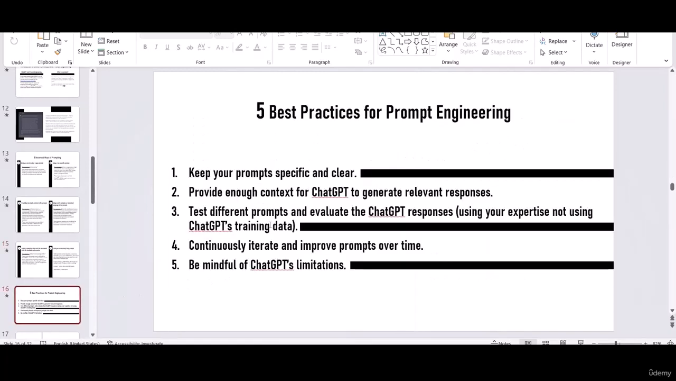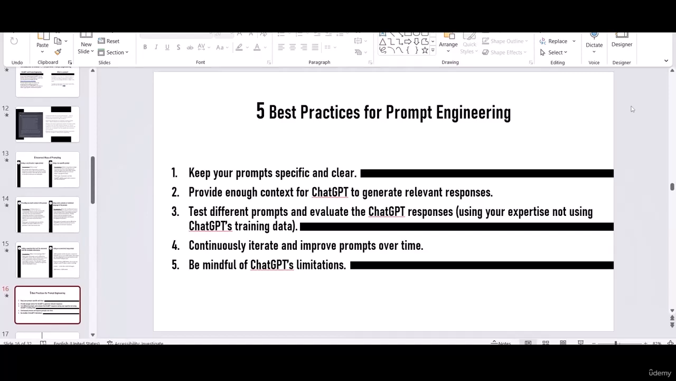Let's go to the next one, which is 5 best practices for prompt engineering. So here we have the upside of prompt engineering. The first one is keep your prompts specific and clear. The second one is provide enough context for ChatGPT to generate relevant responses. The third one is test different prompts and evaluate the ChatGPT responses using your expertise and not using ChatGPT's training data. Four, continuously iterate and improve prompts over time. And five, be mindful of ChatGPT's limitations.